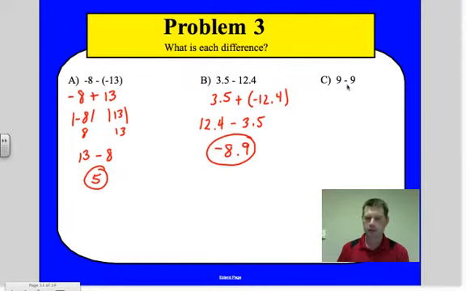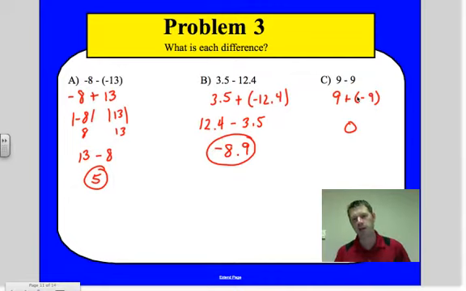And then here we have 9 minus 9, which is a pretty simple thing. You don't really have to do these steps. 9 minus 9, obviously that's going to be 0. But if we follow the same steps, we have 9 plus a negative 9, which is additive inverses, which is going to make 0. Really you're going to make it 9 minus 9 anyway, so you get 0 there.